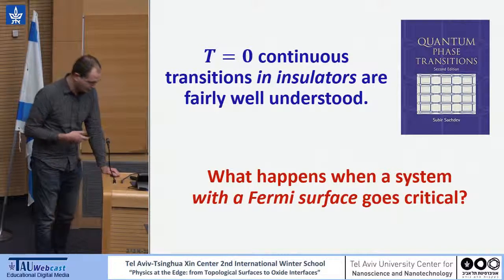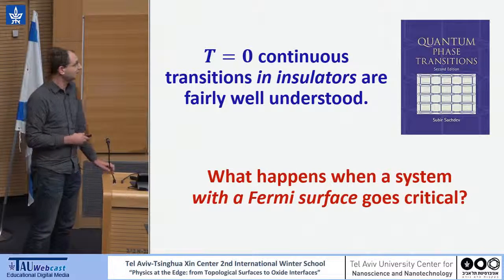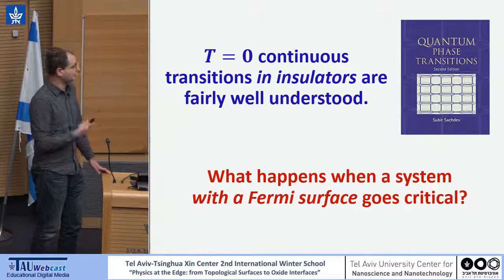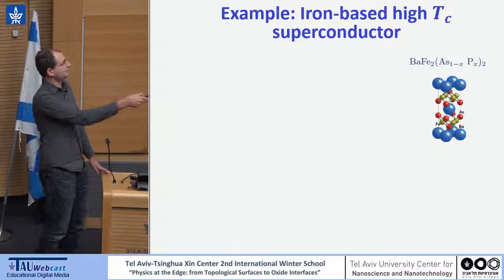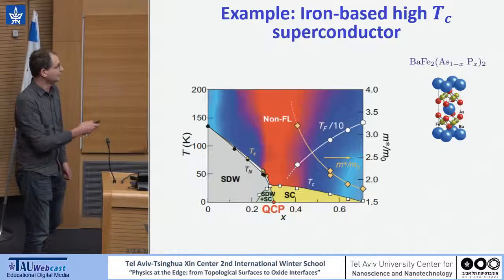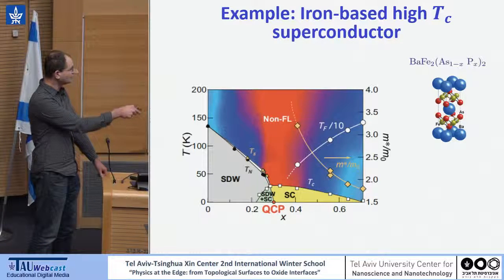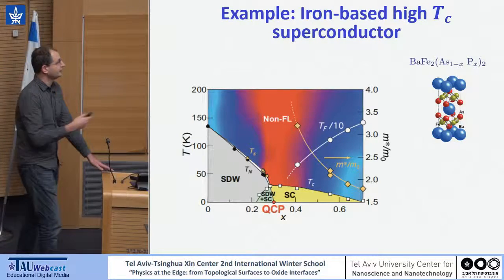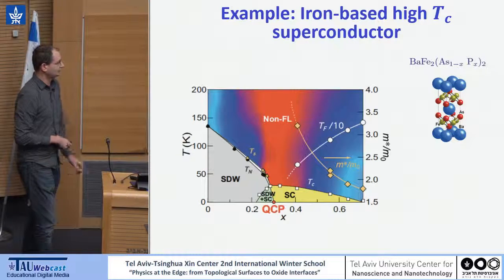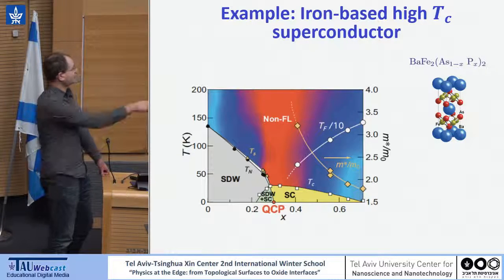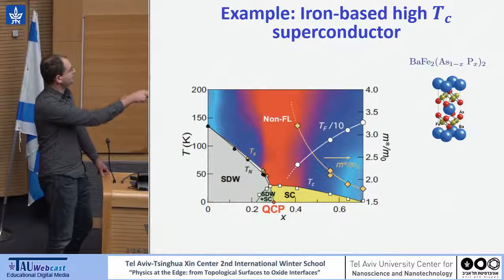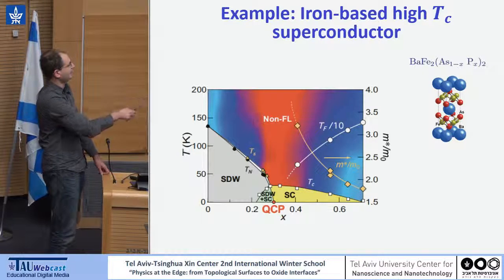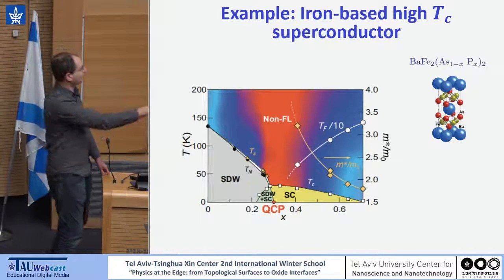And just to demonstrate that this is not just an academic exercise, there are many systems in nature that show this kind of phenomenon. This is one of the iron-based superconductors, and this is its phase diagram. So X here is a composition, the phosphorus percentage, and this is temperature. As you tune X, you have a spin density wave phase that goes down to zero temperature at some X, and close to that point, you actually have an onset of a superconducting phase.